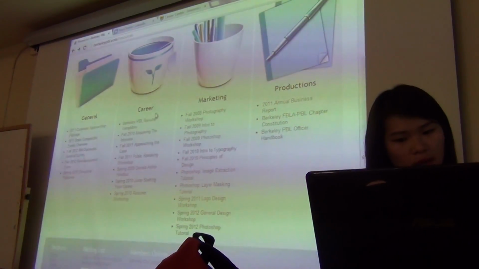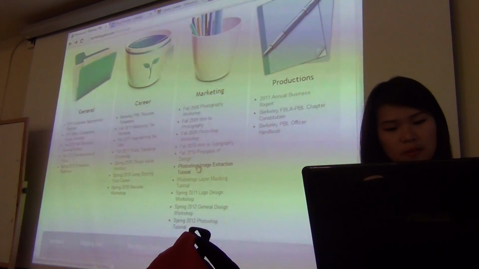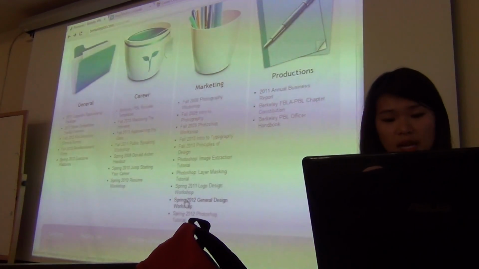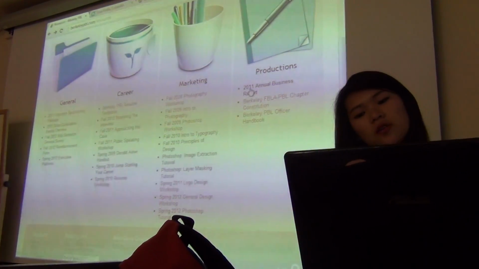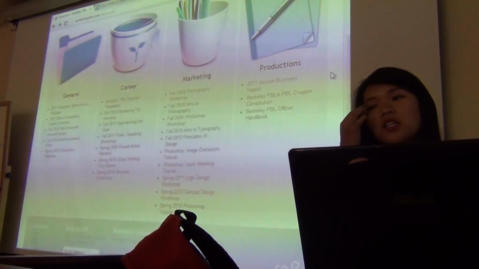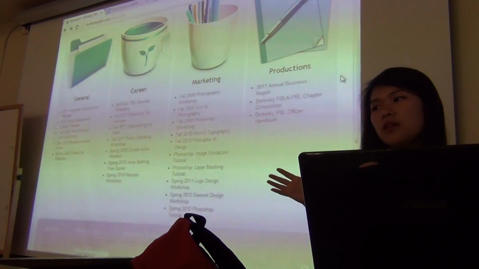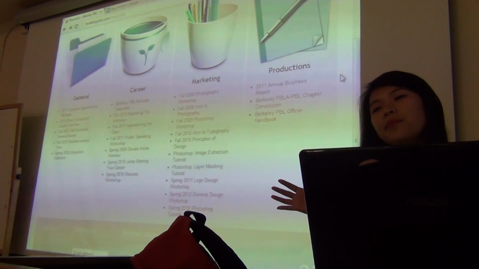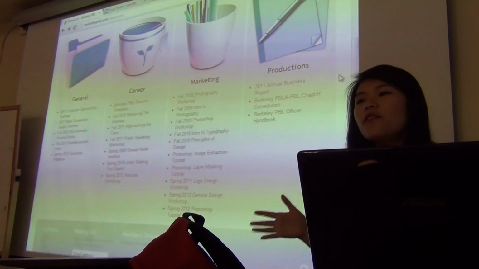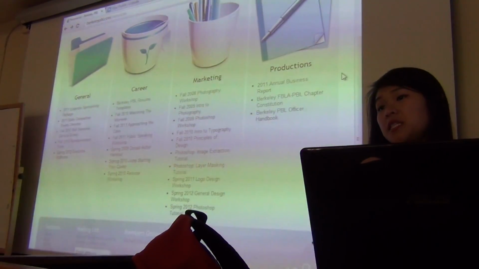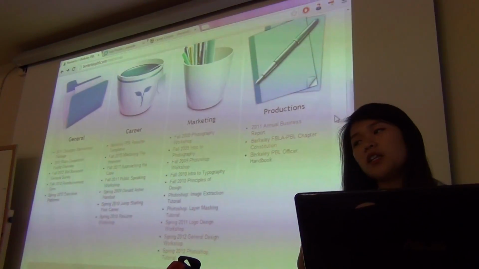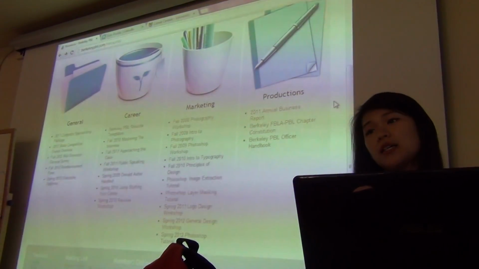Other than that, we have a lot of different other workshops. For example, there's a Photoshop workshop, there are design workshops. Also, there's an annual business report. This is a publication that we submit to the State Business Leadership Conference. It's basically like a journal of all the events that we've had in the past year. It includes not just spring semester, but also the past fall semester.